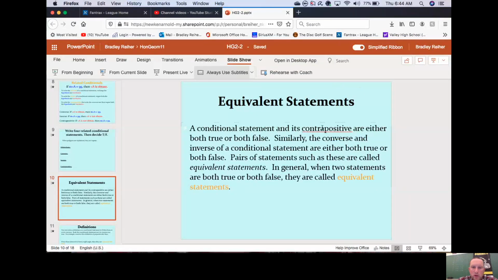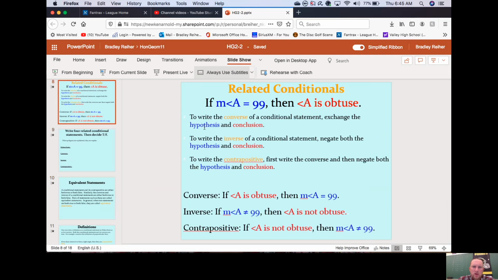This is section 2.2. It's on conditional statements. This will be our third video. Last time, we talked about writing a converse and an inverse and a contrapositive if we had a conditional statement. We also talked about their truth values.